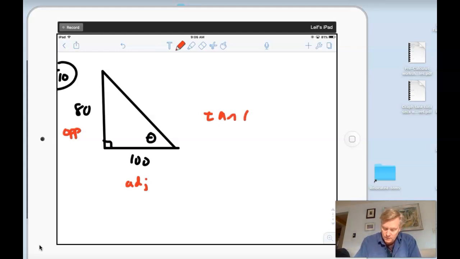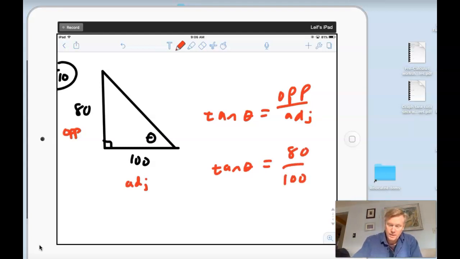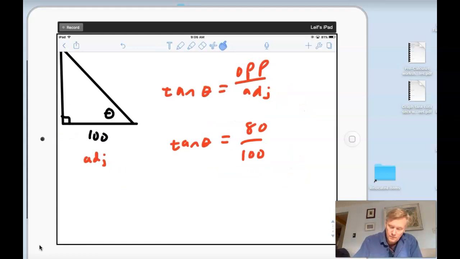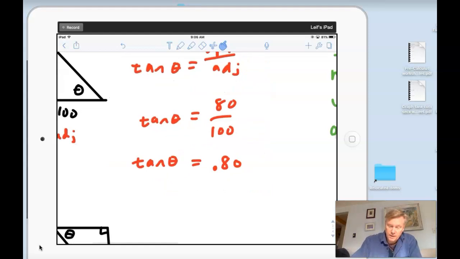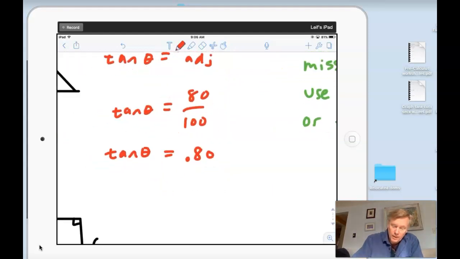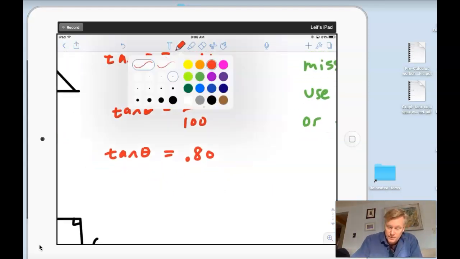So the tangent of theta equals the opposite over the adjacent, which means the tangent of theta equals 80 over 100. Next, I'm going to turn that into a decimal. So that's going to be 0.8 or 0.80, either one, equals tangent of theta. Now you're going to switch them, okay? That's what you do, the inverse.